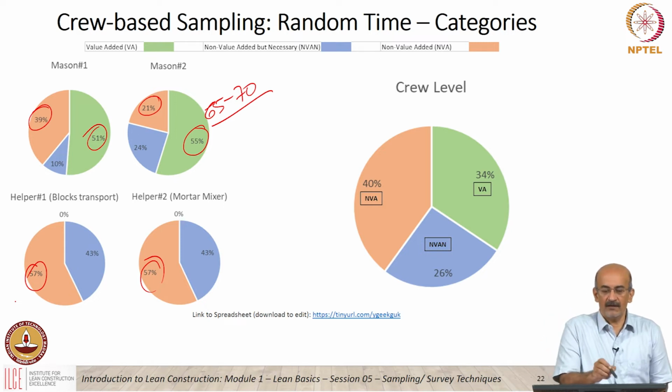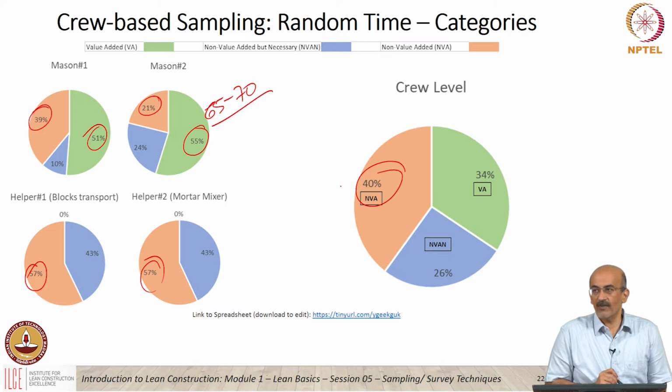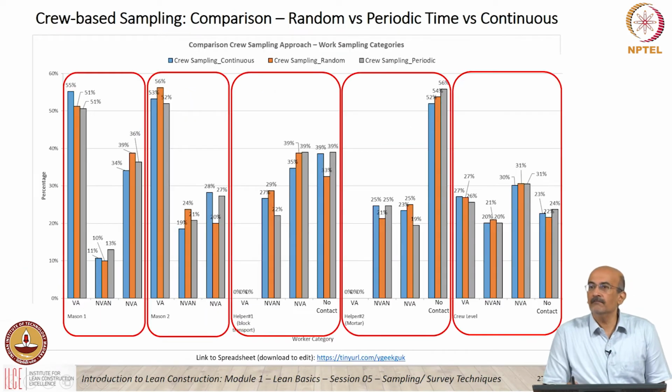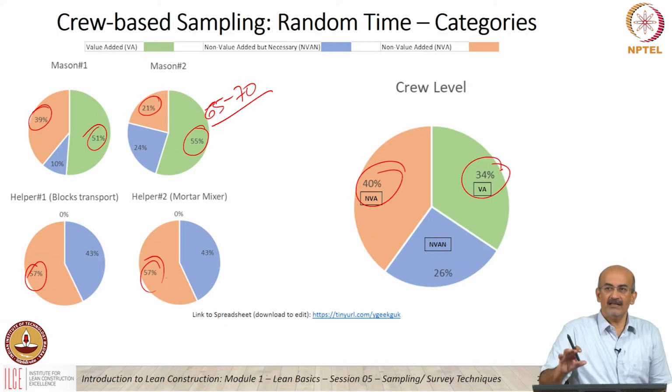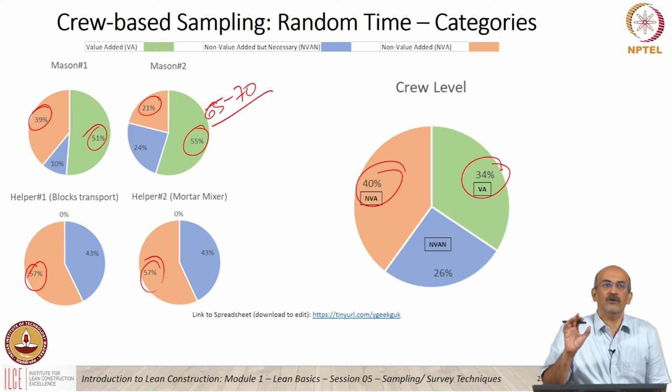If I look at the crew level, ultimately I am getting 40% of non value added and only 34% value added, because this has been brought down by the helpers. It gives you a picture of what is there. I am not saying that we should immediately take action, this gives you a picture of what is there, and actually how much waste there is on our sites because of more and more requiring helpers for everything.